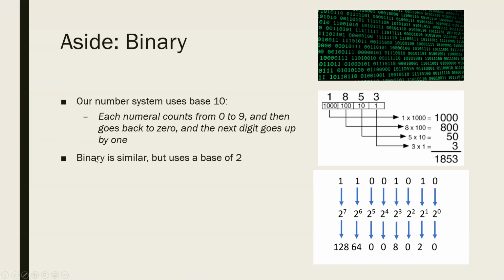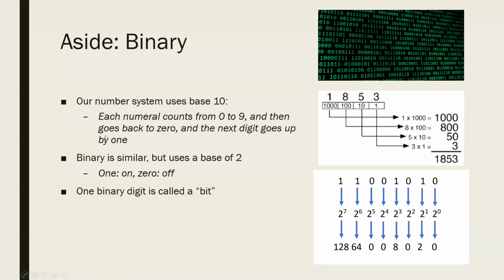And binary is similar to this, but it uses a base of 2. This is the number system that a computer uses. Instead of having the digits 0 to 9, it just has 2 digits, 1 and 0. And these can be interpreted as pulses of electric current, one of which is on and one of which is off. This is a way you can interpret how binary is represented inside a computer.